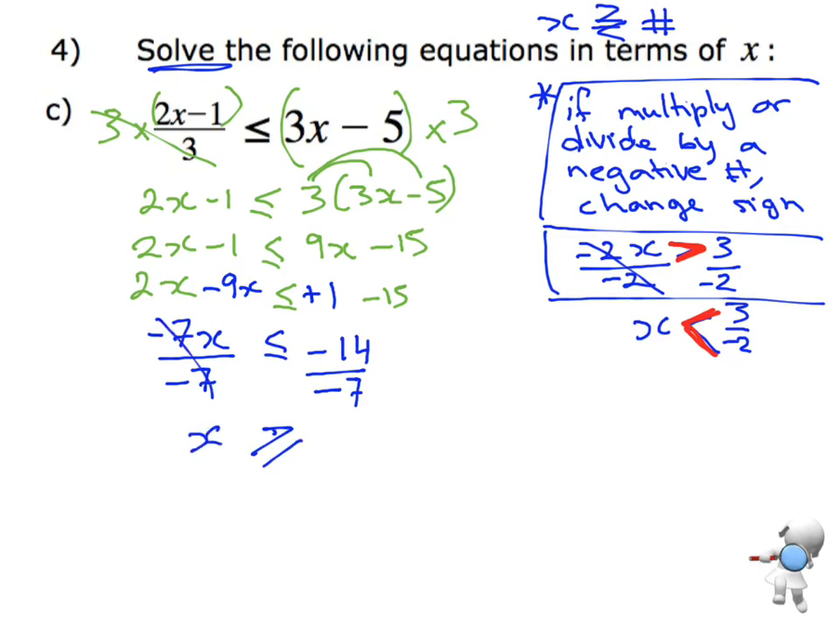That cancels to leave me with x. Negative divided by negative is positive. 14 divided by 7 is 2. So my answer is that x is greater than or equal to 2.